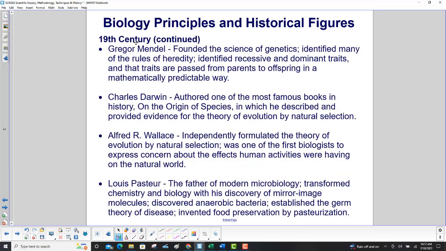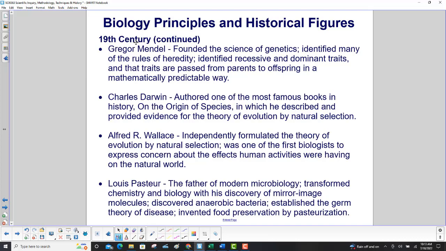19th century continued. Gregor Mendel founded the science of genetics, identified many of the rules of heredity, identified recessive and dominant traits, and showed that traits are passed from parents to offspring in a mathematically predictable way.